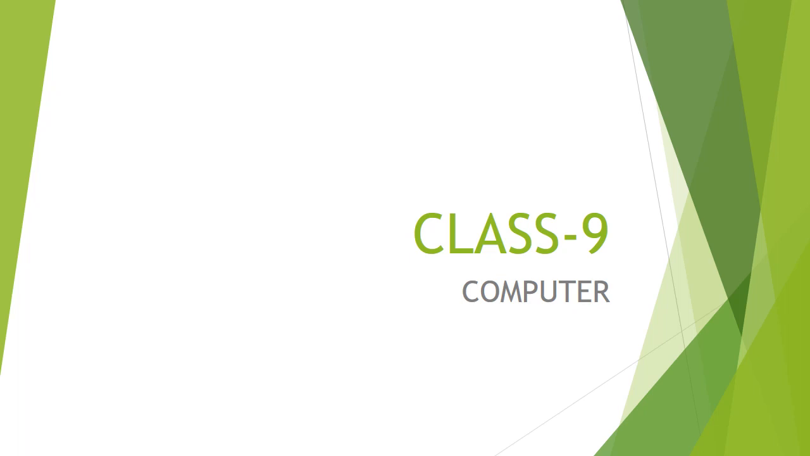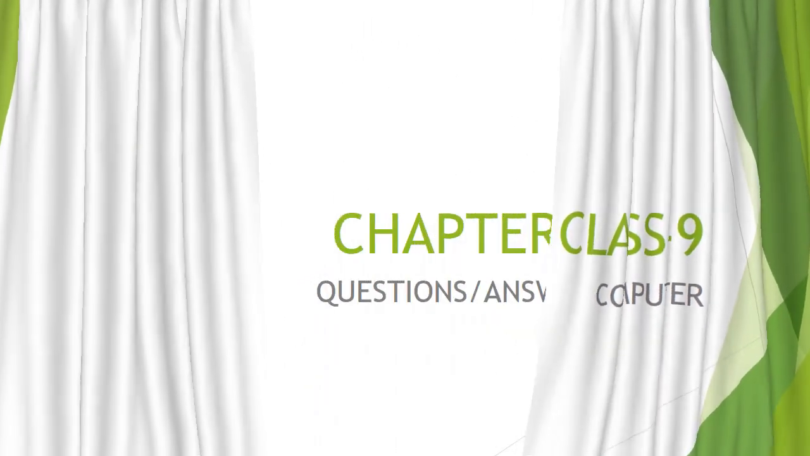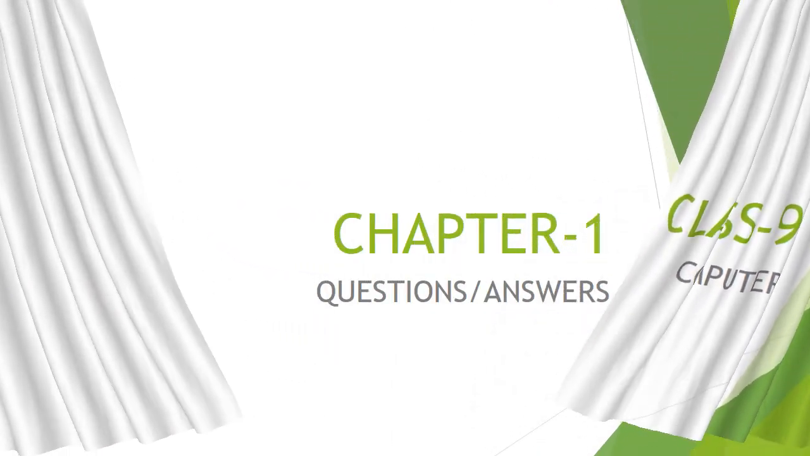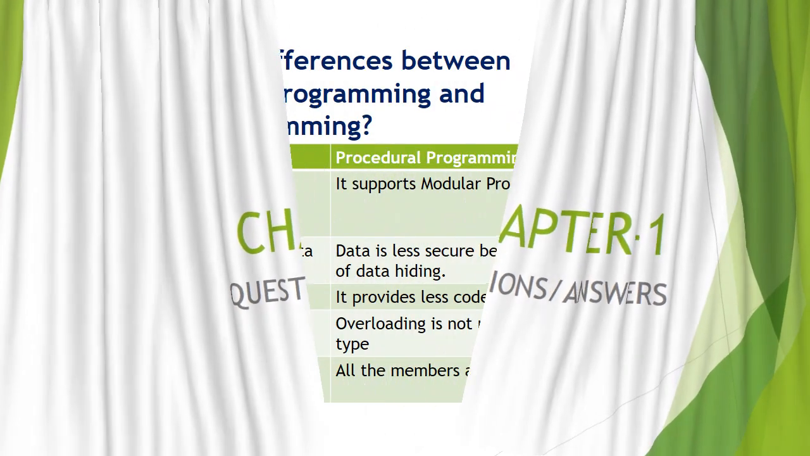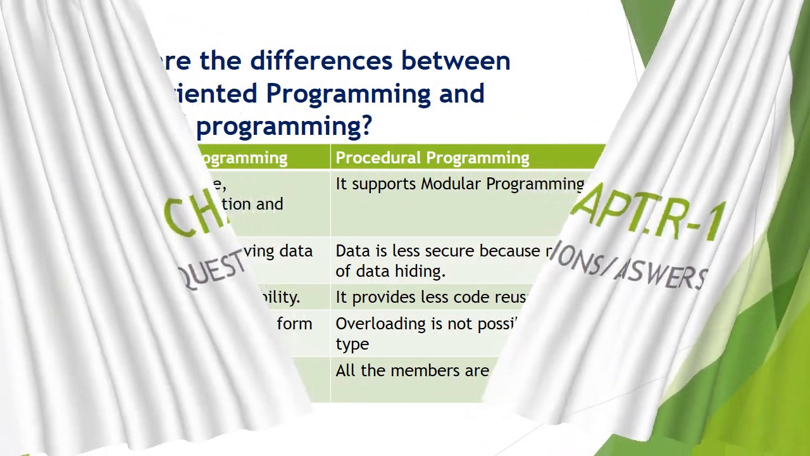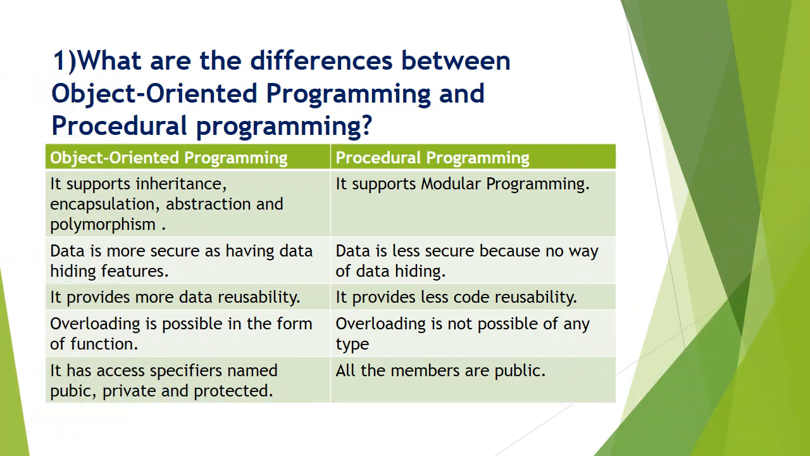Last day I explained the chapter number 1, Object Oriented Programming Concepts. Today I will discuss some question answers with you. So the first question which I want to discuss with you is, what are the differences between object oriented programming and procedural programming? I explained both these programming approaches with you. So today we will see what are the differences between them.